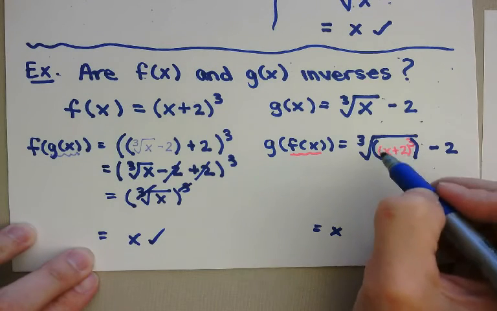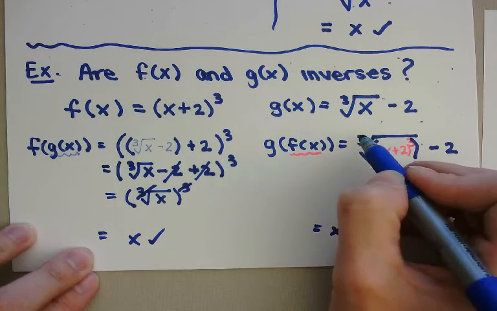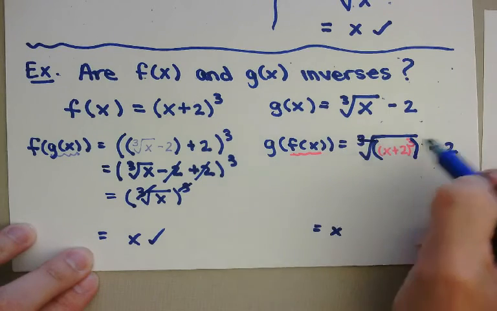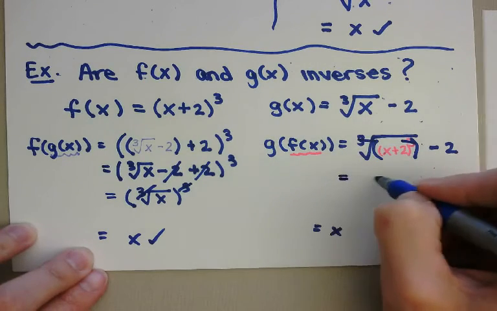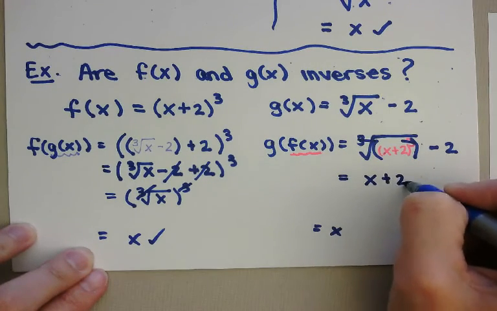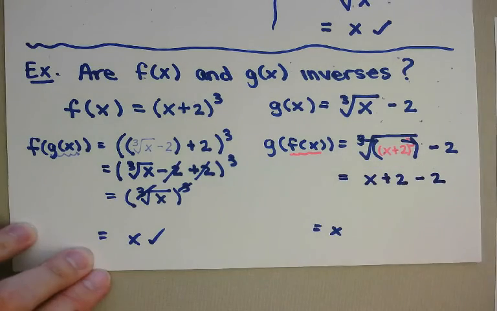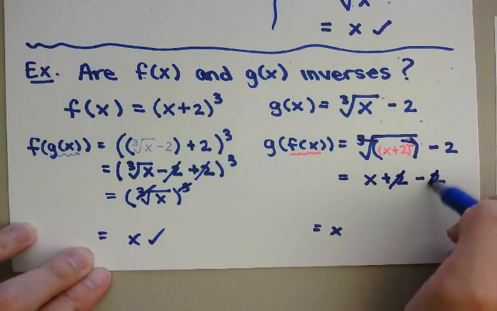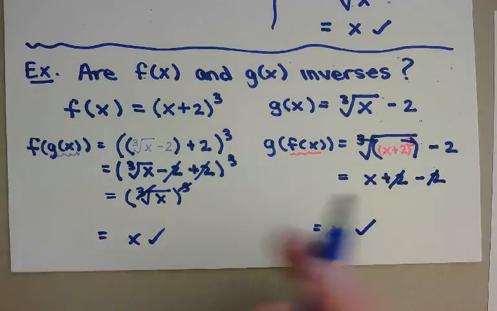Okay, if I look here, I have a binomial cubed, which is being cube rooted, so the cube root and the cube are going to cancel, leaving me with an x plus 2 minus 2. Opposite numbers will cancel, and I have verified that I just have an x left over.